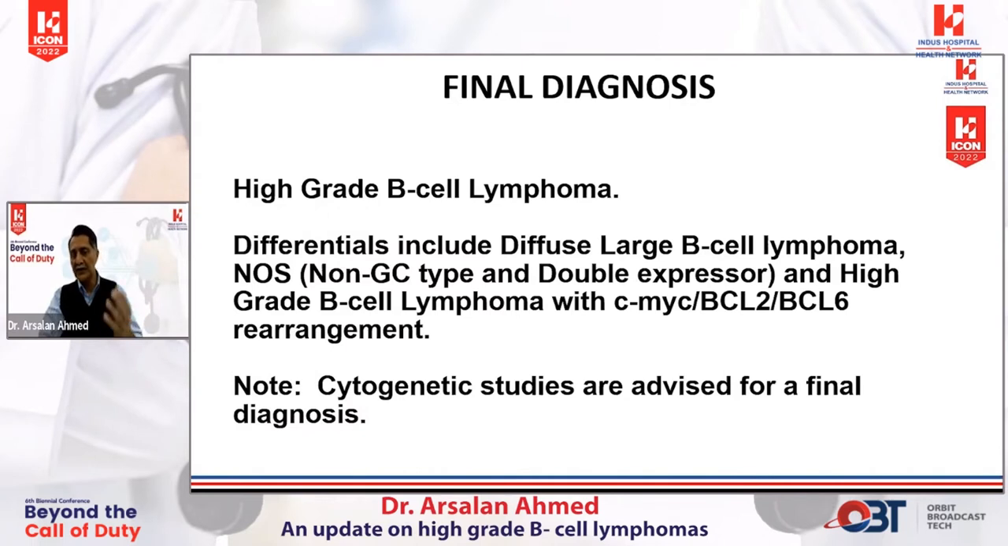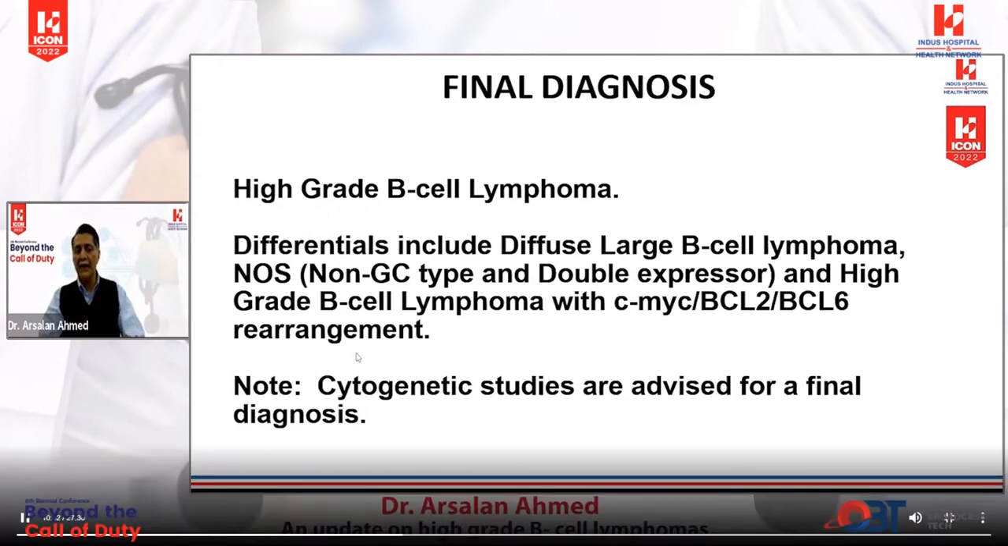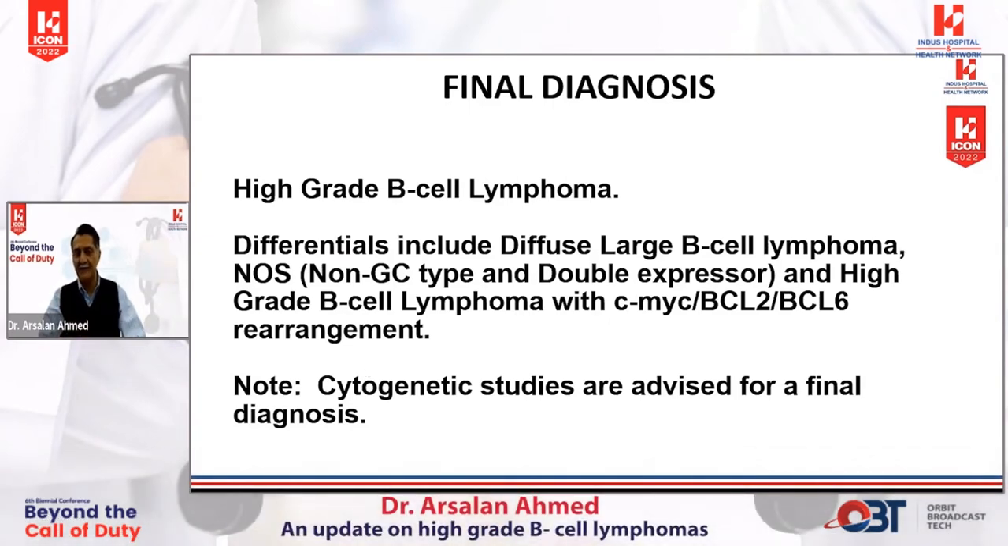And actually, I should have called it a triple expressor, and high-grade B-cell lymphoma with c-MYC/BCL2/BCL6 rearrangement, and wait for cytogenetic studies. If cytogenetic studies show rearrangement, it will be called high-grade B-cell lymphoma with c-MYC/BCL2/BCL6 rearrangement. If cytogenetic studies come out negative, then this will be called diffuse large B-cell lymphoma, non-GC type, double expressor.